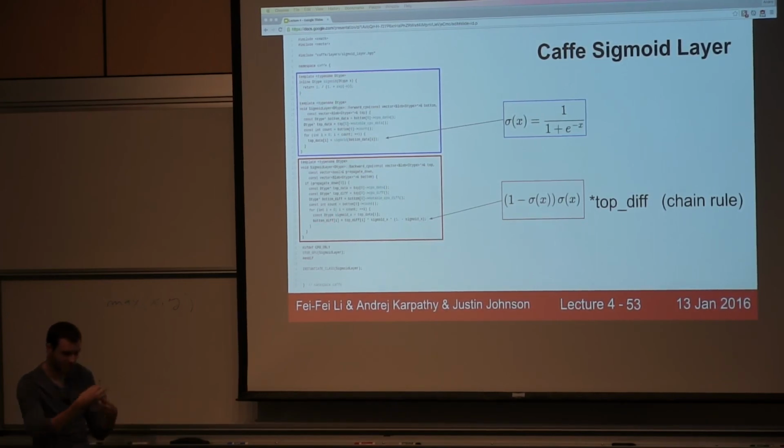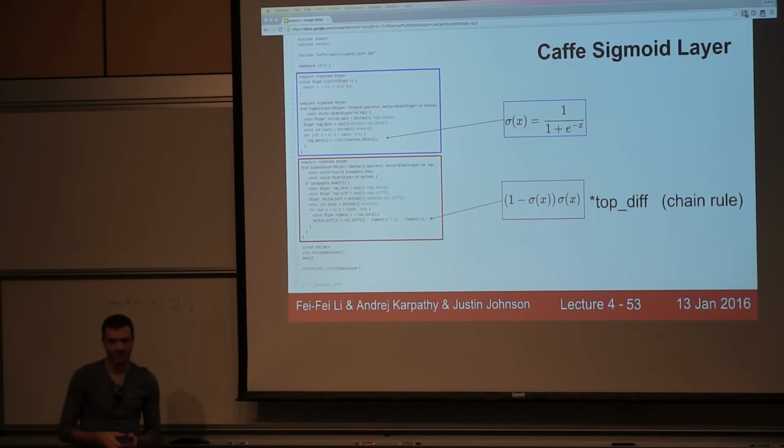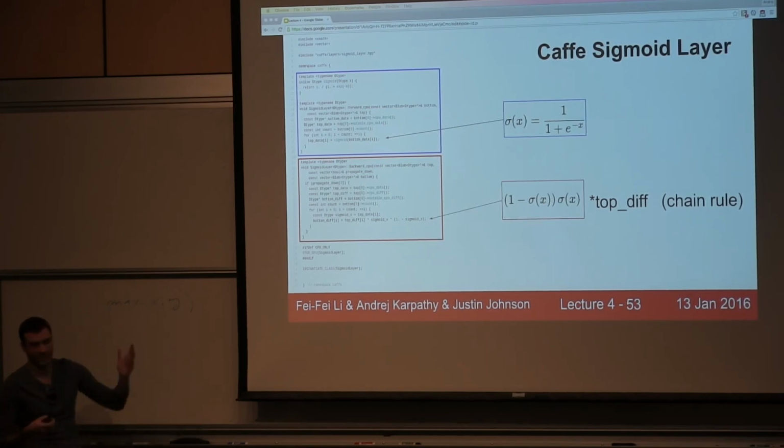So they call the gradients diffs. And you compute the bottom diff is the top diff times this piece, which is really the local gradient. So this is chain rule happening right here through that multiplication. And that's it. So every single layer is just a forward-backward API. And then you have a computational graph on top, or a net object, that keeps track of all the connectivity.